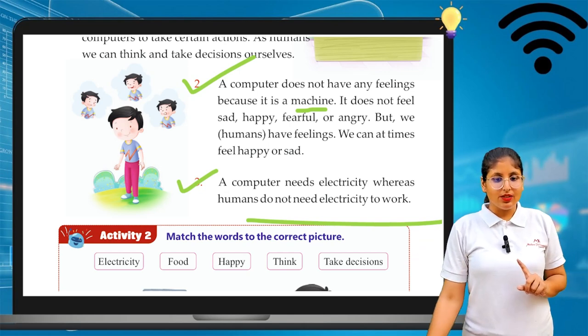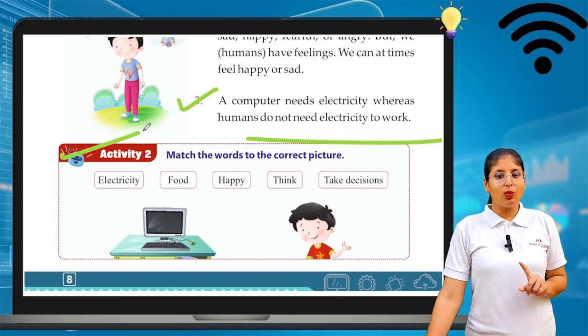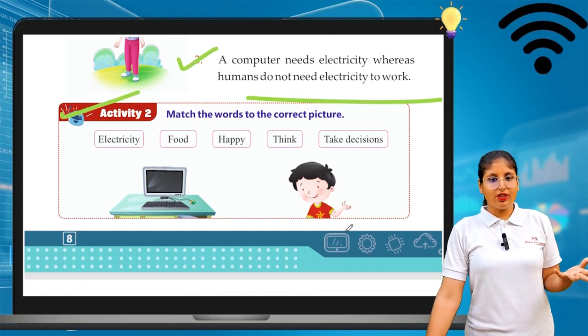Now, another activity for you: match the word with the correct picture. You have to match it with the correct picture.